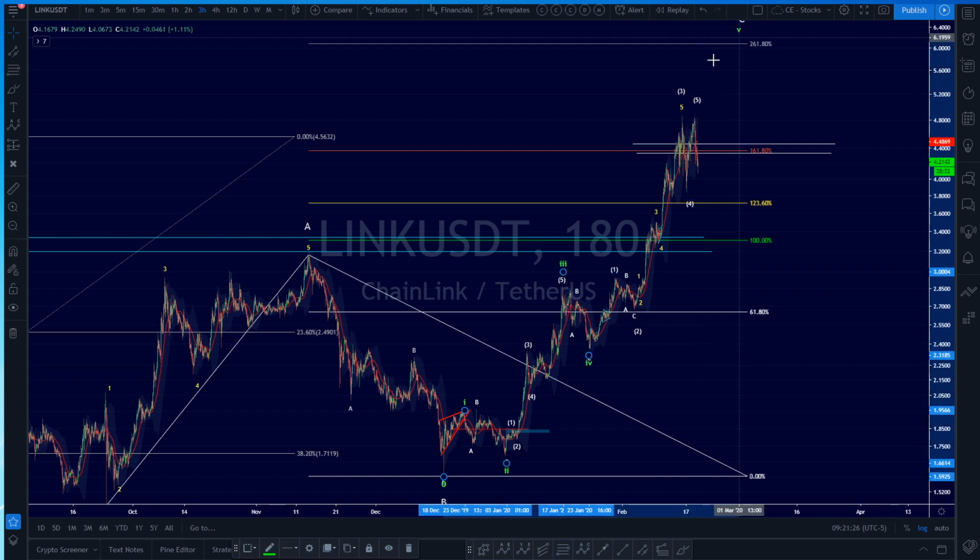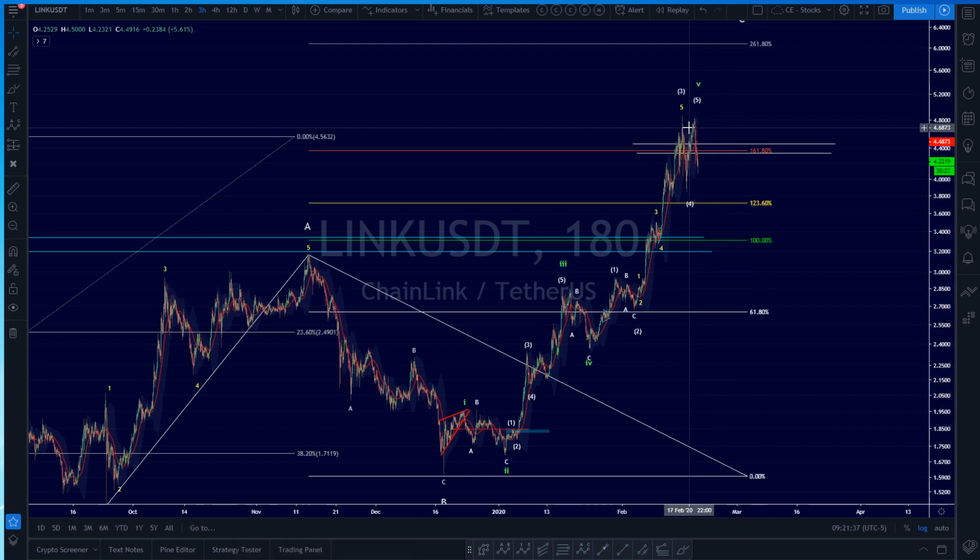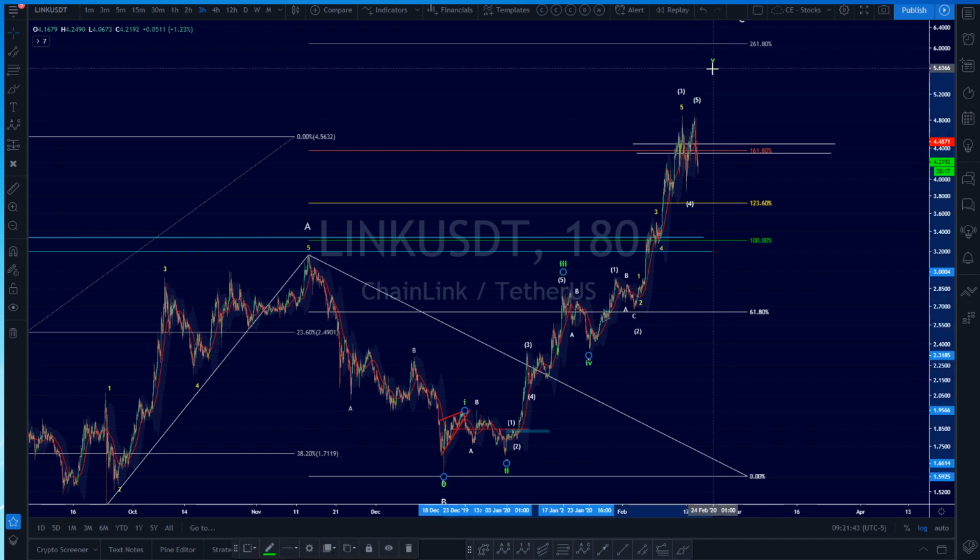That would also put in the 5 for this move, which would be from down here at the bottom: 1, 2, 3, 4, and then an extension here in the 5th. I don't like getting a truncation on an extension, but it is very possible that we do push a little bit higher.